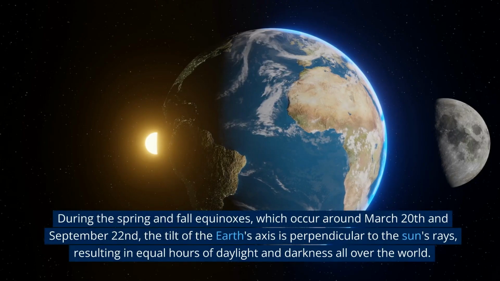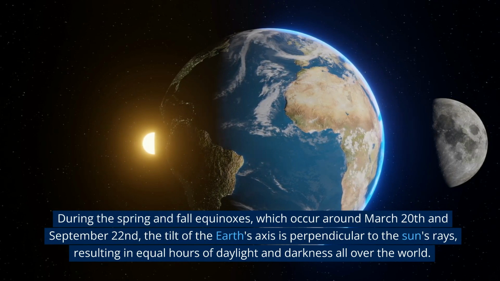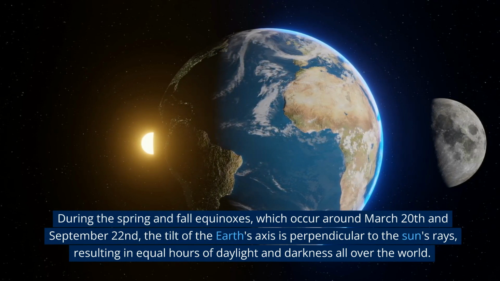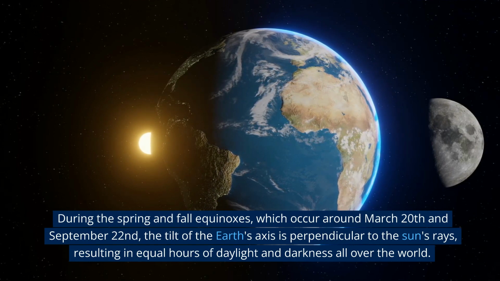During the spring and fall equinoxes, which occur around March 20th and September 22nd, the tilt of the Earth's axis is perpendicular to the Sun's rays, resulting in equal hours of daylight and darkness all over the world.